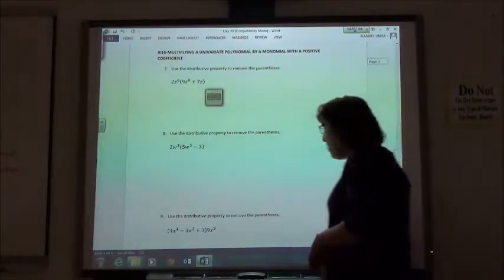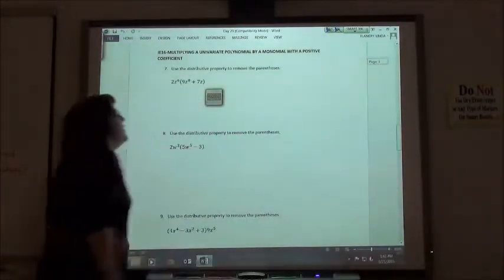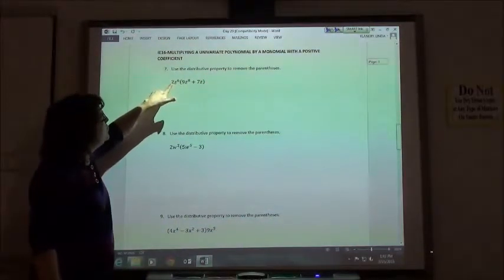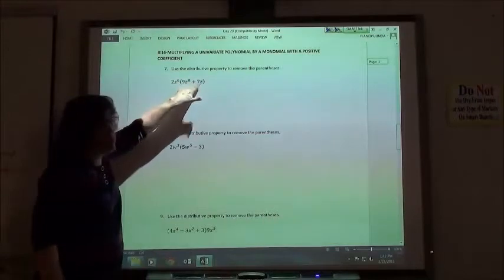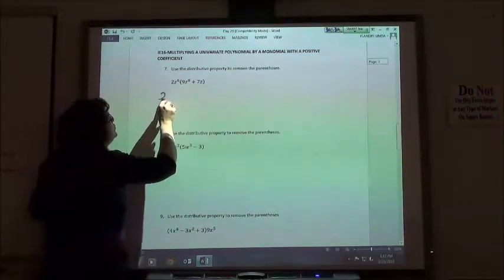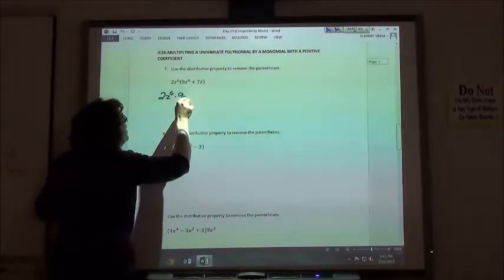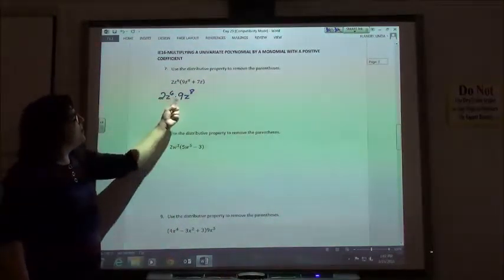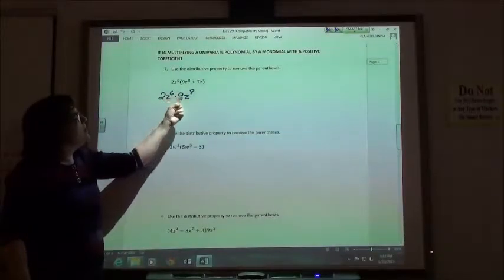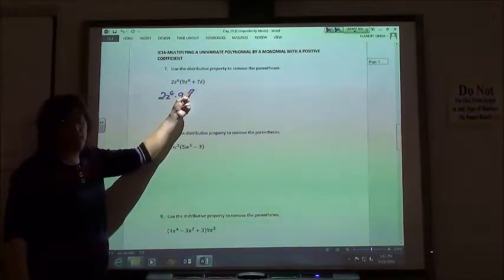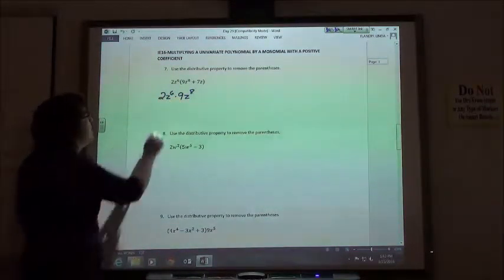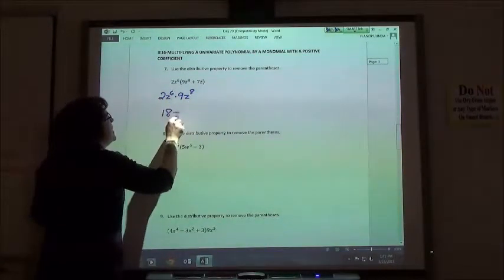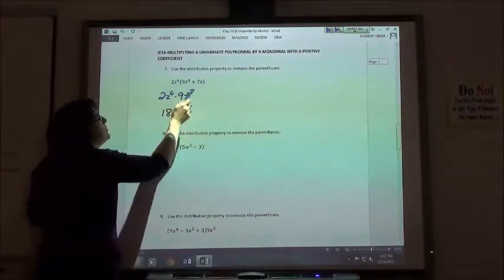Seven, 8, and 9, we are now using the distributive property. The distributive property is used to remove the parentheses by multiplying the 2z to the 6 times each of these two terms. So I'm going to take my 2z to the 6 times my 9z to the 8th. If you remember when we multiplied those, we multiplied the front numbers, and when we multiply with the same base, we add the exponents. So 2 times 9 is 18. Z to the 6 times z to the 8th would be z to the 14th, because 6 plus 8 is 14.